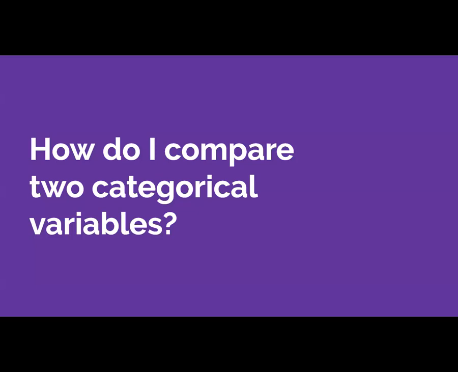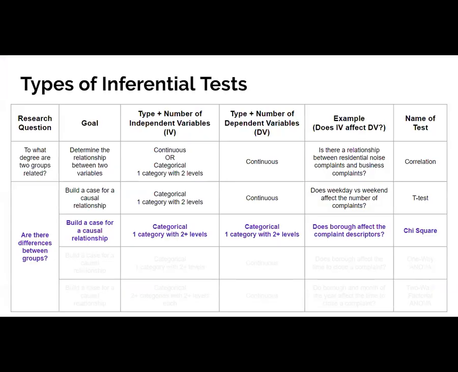So then the question is, how do I compare 2 categorical variables? And the first test we'll look at is the chi-square. So we're going back to the grid. We want to build a causal relationship. We have categorical data, that's our independent variable. You'll take 1 category, and this one can have 2 or more, so as many as you want, levels. And then similarly, your dependent variable is set up the same way. So you're looking at just 1 variable, but it can have more than 1 level, so as many as you'd like. So it becomes a pretty powerful test in that regard.